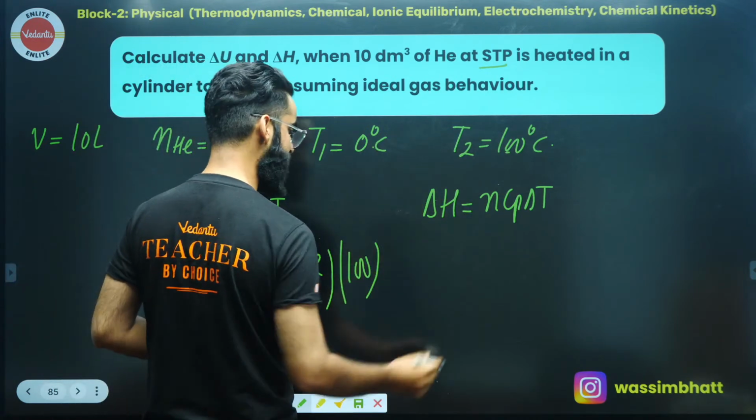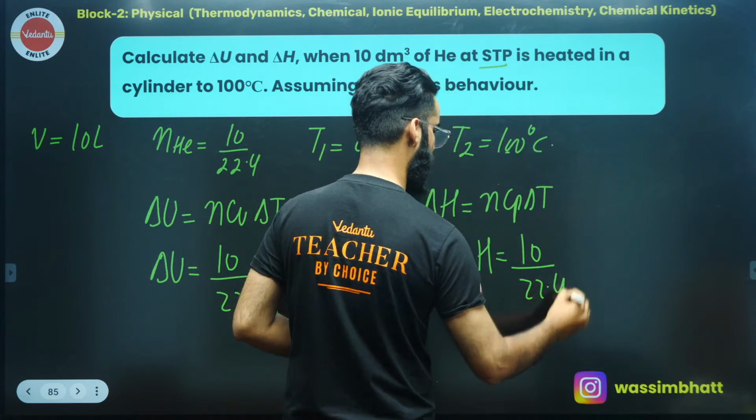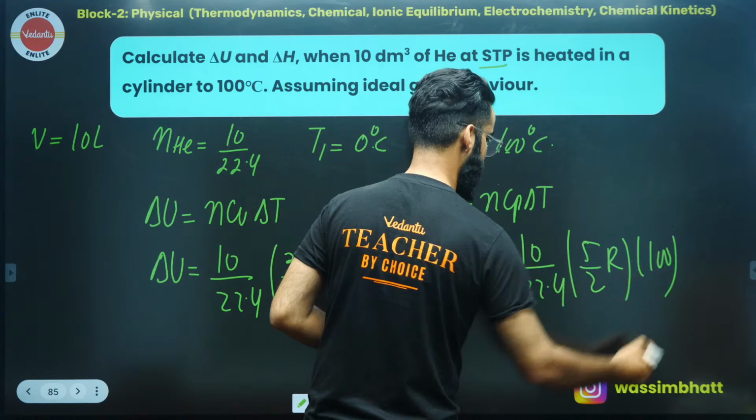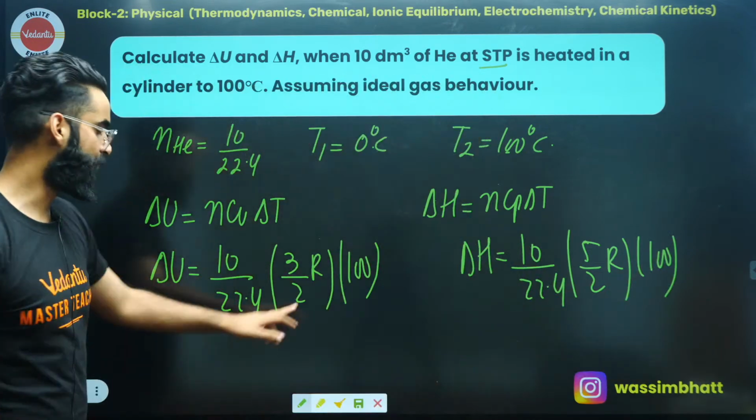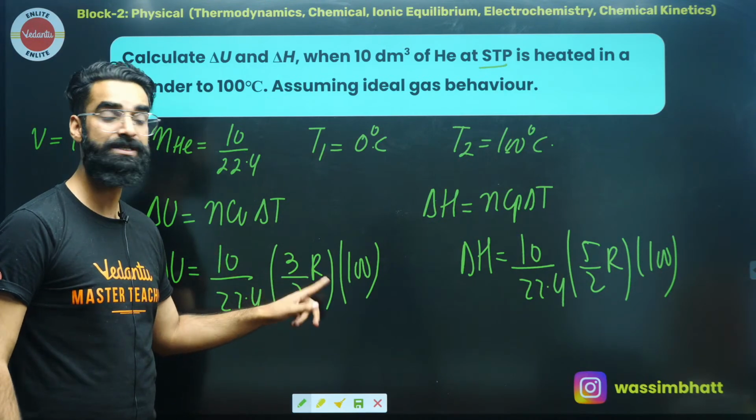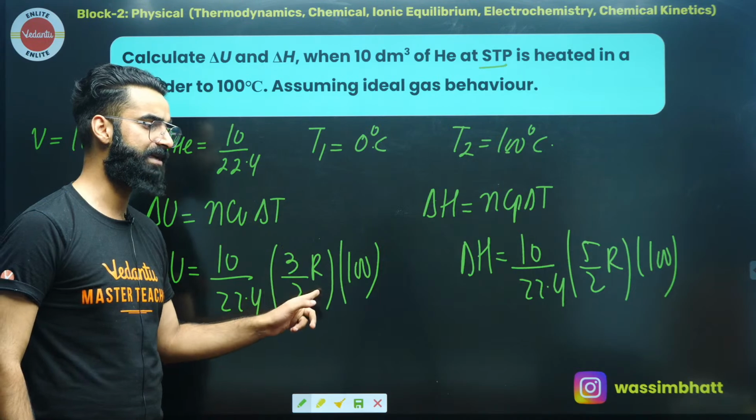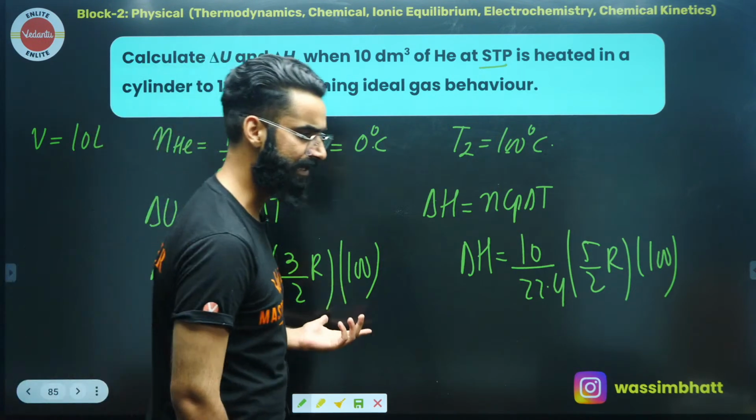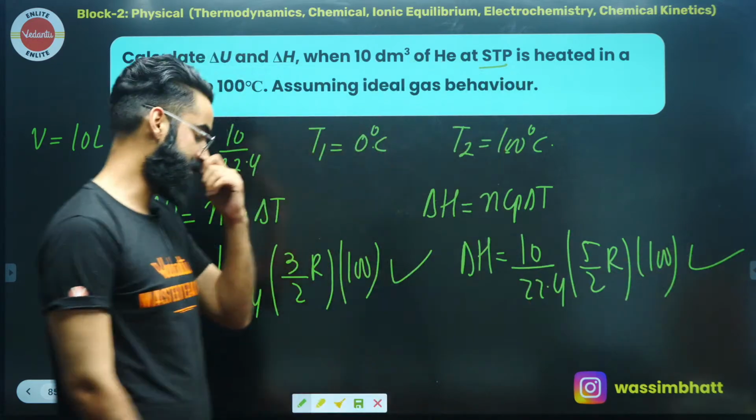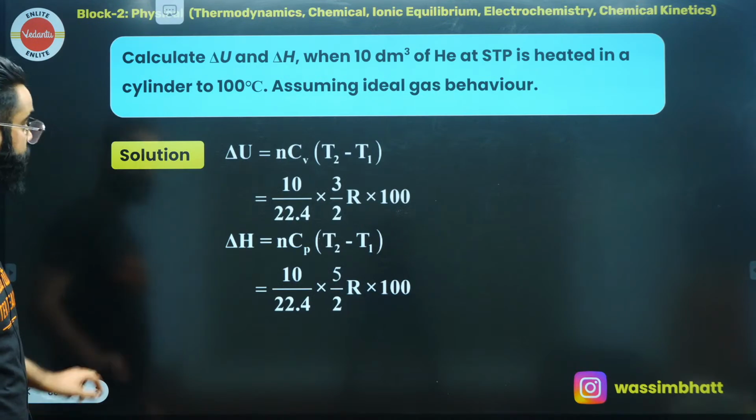Final minus initial, right? Similarly, delta H is equal to n. n is nothing, 10 divided by 22.4. Cp is for the monoatomic gas, 5 by 2 R. Delta T is nothing, that's change in temperature, 100, right? Now, you just need to put the value of R depending on the question. If the answer is asked in joules, put the value of R as 8.314. If the answer is asked in calories, put the value of R as 2 calories per Kelvin per mole, right, etc., etc. In a similar way, this one and this one are to be solved. You'll be calculating delta H and delta U for the gas which you are supposed to calculate, right?